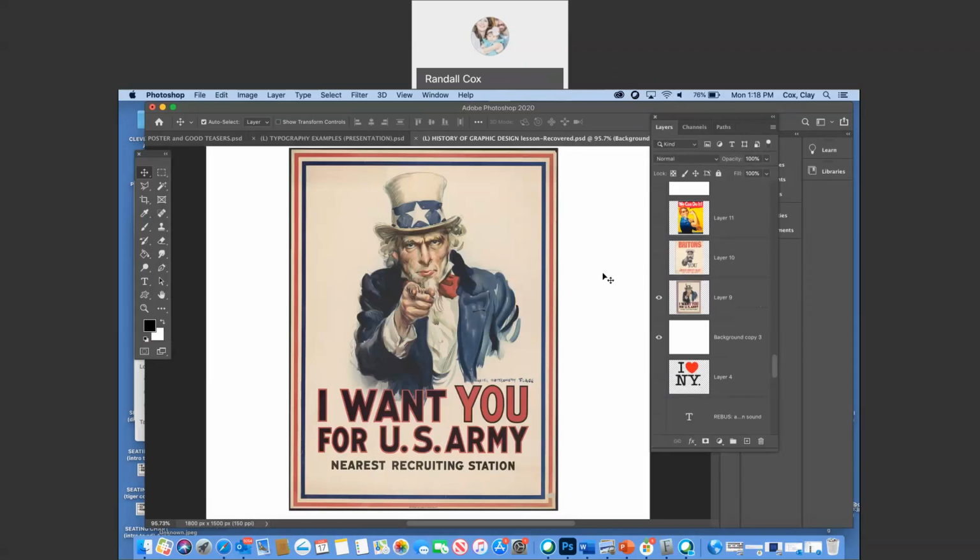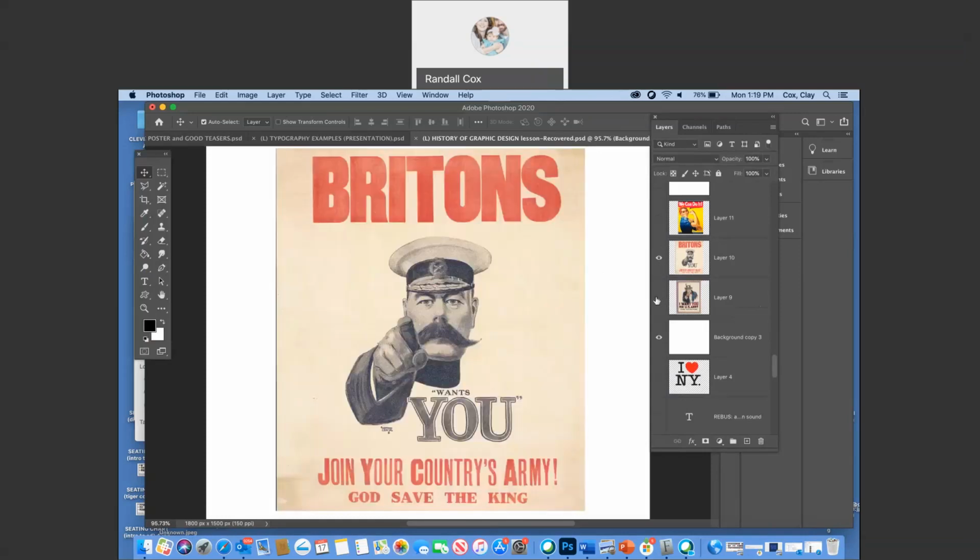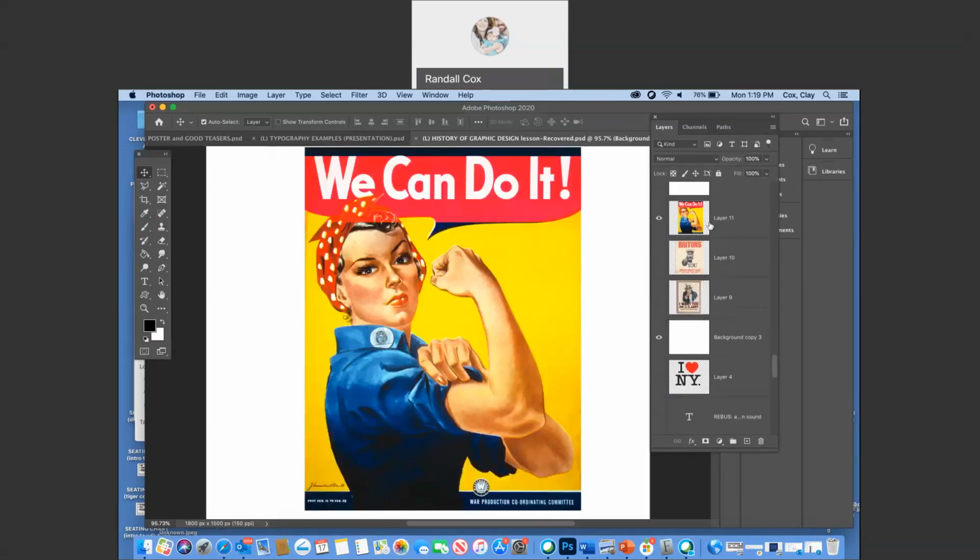You can take a picture of the city of Birmingham with a bunch of big buildings and things like that and say, join the army. I don't have really an emotional attachment to those buildings, but when there's a human who represents a large sum of people looking me in the eye, personally asking me for help, that's the way that they found is more positive. So Britain did the same thing. Britons wants you. Look at that. Same thing, different personality, different character.